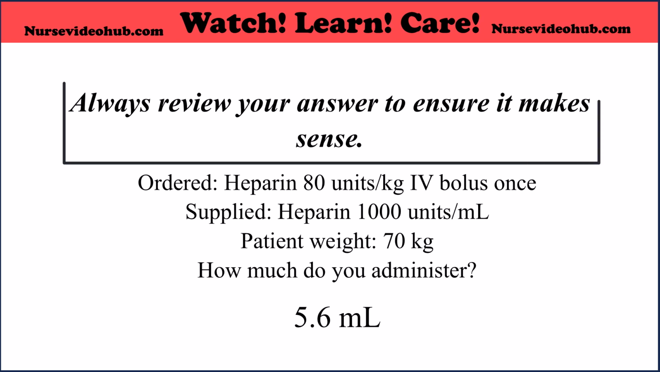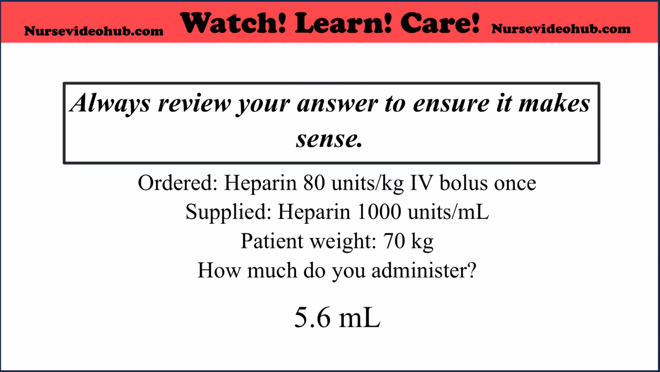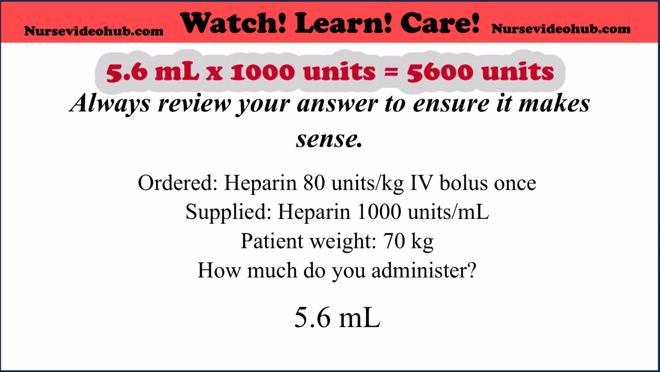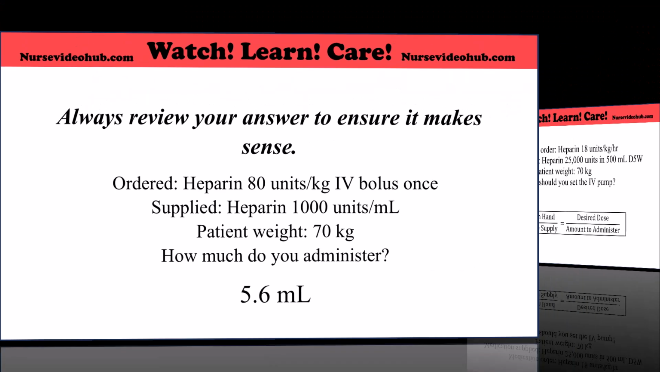Always review your answer to make sure it makes sense. The reverse method is to multiply 5.6 milliliters, the amount to be administered, by 1,000 units, the concentration available, which equals 5,600 units, the prescribed dosage.